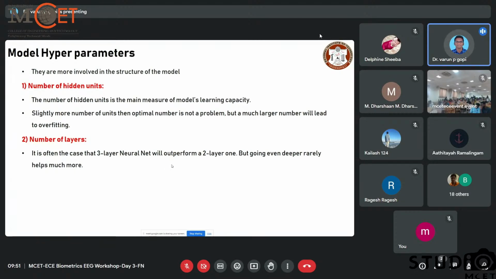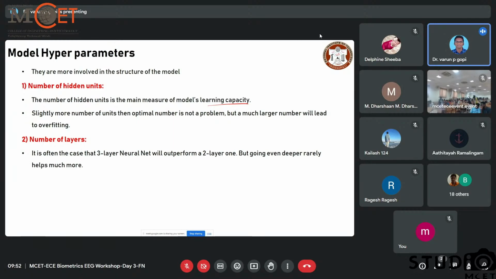These are more involved in the structure of the model. Previously, we saw the optimization parameters, right? But here it comes with the model hyperparameters. So this is talking about the number of hidden units. The number of hidden units is the main measure of the model's learning capacity, so we need to decide it. Slightly more units than optimal is not a problem, but a much larger number will lead to overfitting. So we cannot simply put in more hidden units. We need to fix the minimum by using a trial and error methodology.